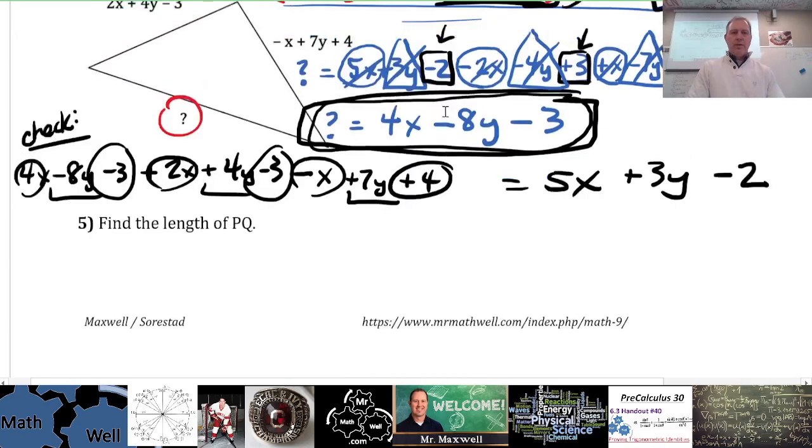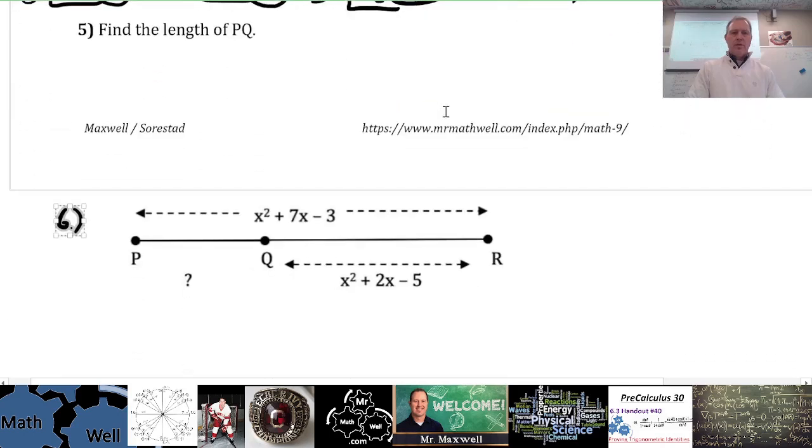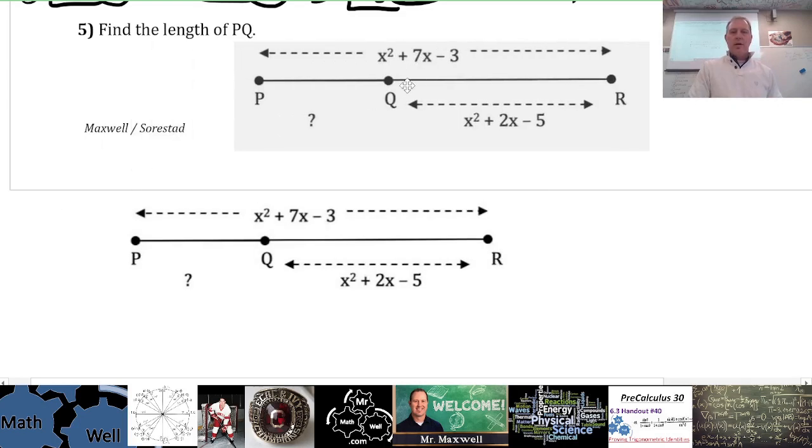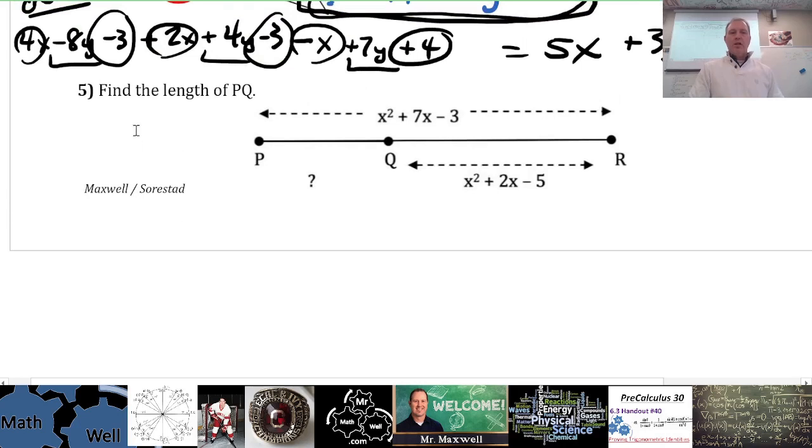Find the length of PQ. Wait, what? Okay, formatting issue. So find the length of PQ. This is the diagram, I guess, that goes with 5, right? Okay, all right, let's just put that there. So find the length of PQ. Oh, here's a number line. This is interesting.